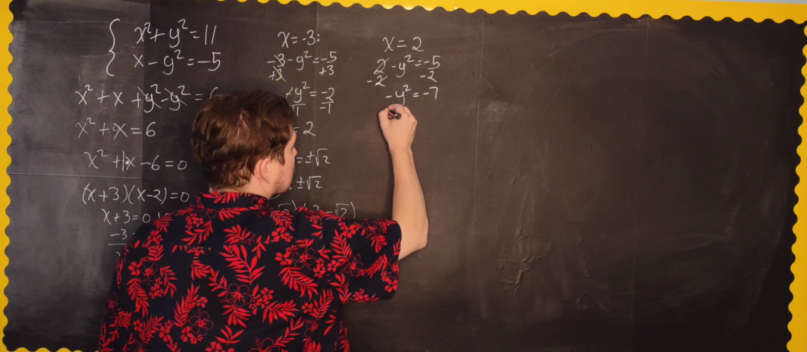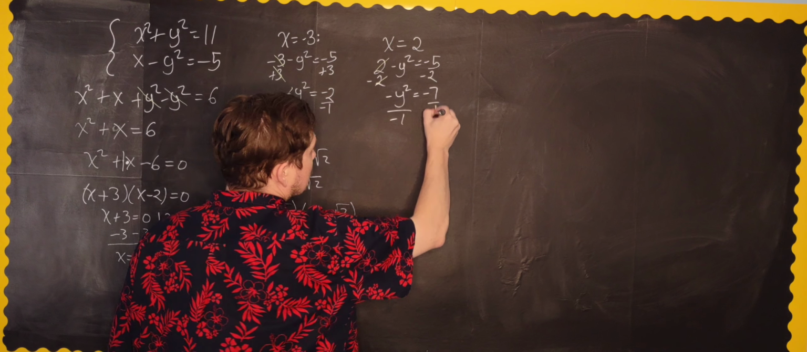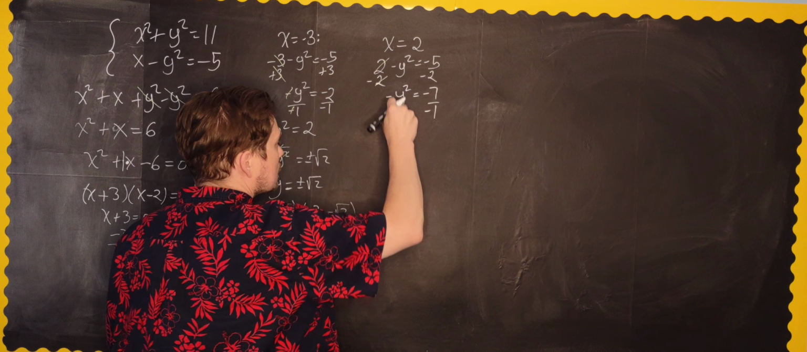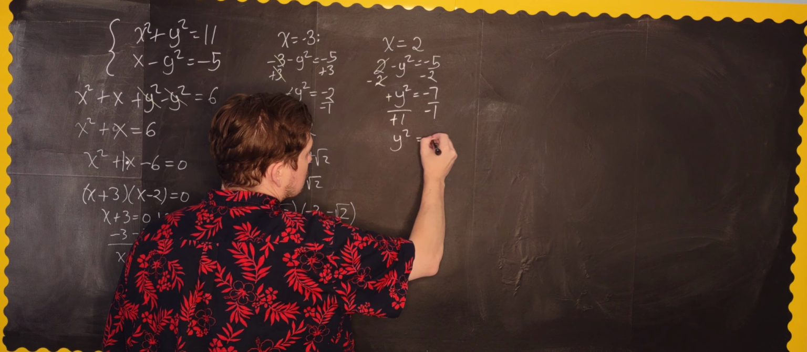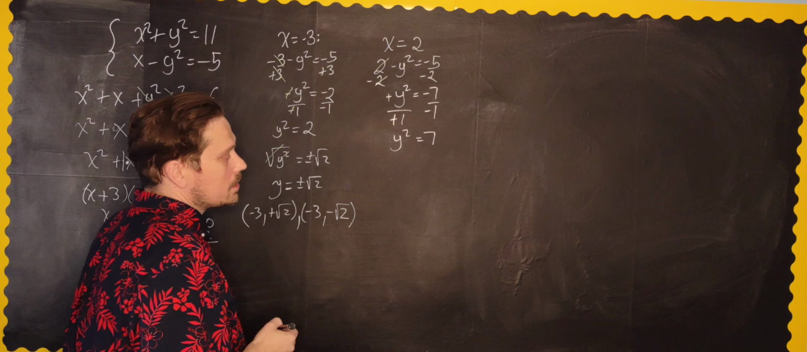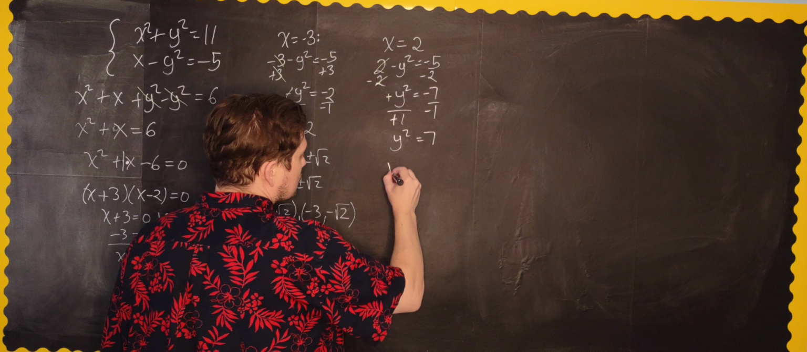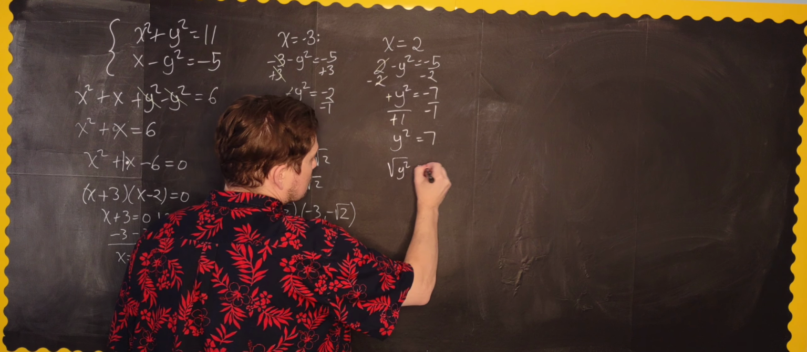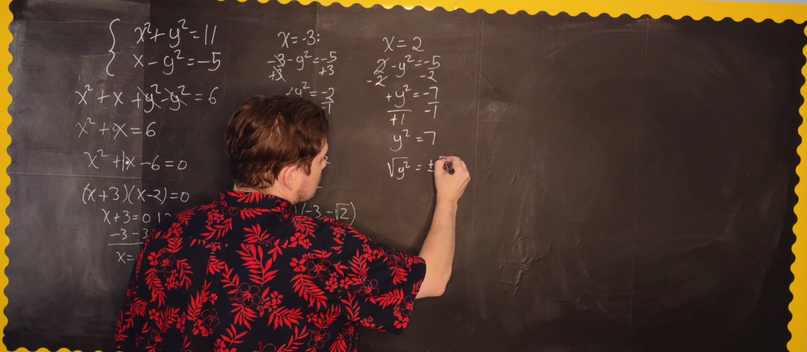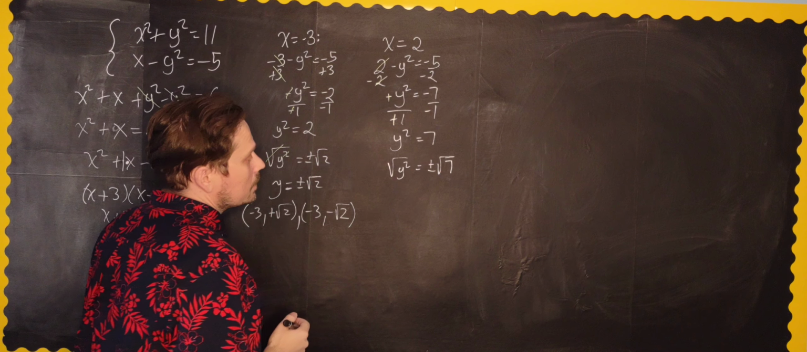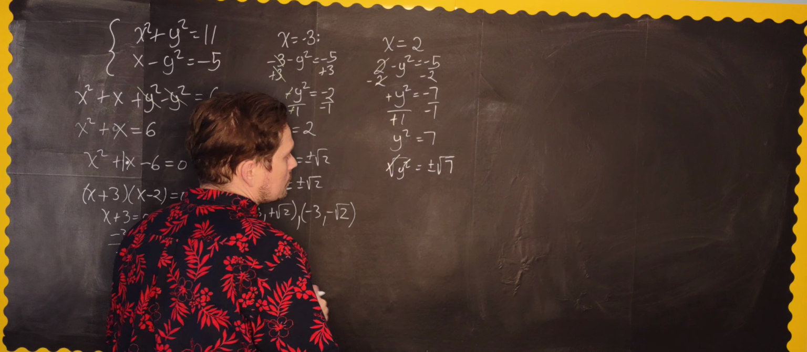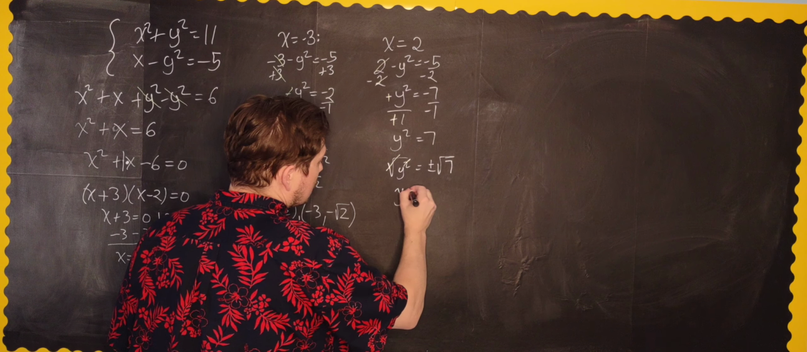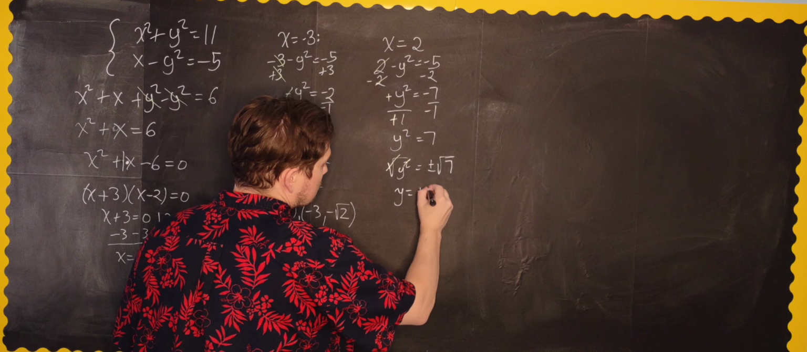Divide through by negative 1 on both sides. So this cancels with this. It's going to leave you y squared is equal to positive 7. Take the square root on both sides, so y is equal to plus or minus the root of 7. All right, now as usual, cancel this root with the 2 in the exponent. So you have now y is equal to plus or minus the root of 7.